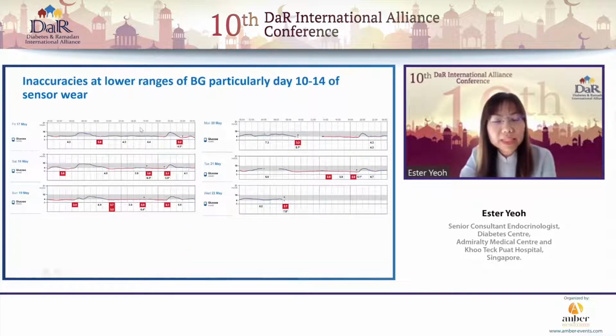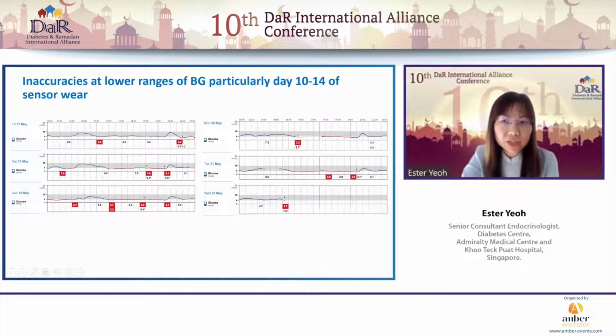So the inaccuracies were particularly pronounced at lower ranges of the interstitial glucose, particularly near the end of sensor wear, particularly on day 10 to 14. And here you can see some alarming low blood glucose readings, especially, let's say, 2.2, but when the patient tested with the capillary blood glucose, it was 4.3. So it is not so accurate in this patient.